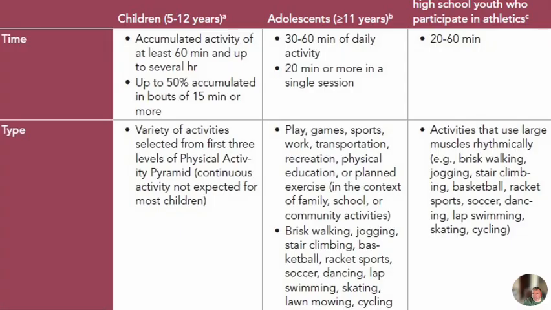in adolescents, and 60 to 90% maximum heart rate, or 50 to 80% heart rate reserve. And time: accumulate 60 minutes for children 5 to 12 years old. Adolescents greater than or equal to 11 years, 30 to 60 minutes, 20 minutes or more in a single session, and then high school 20 to 60 minutes. And then type is varied from the physical activity pyramid. Adolescents: play games, sports, transportation, recreation, physical education, planned exercise, brisk walking, jogging, basketball. And then high school: activities that use large muscles rhythmically, brisk walking, etc.